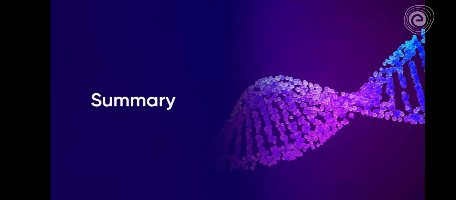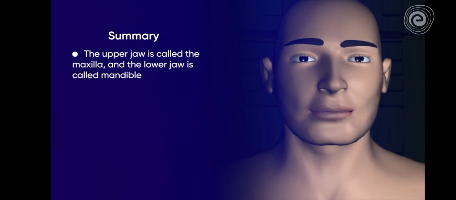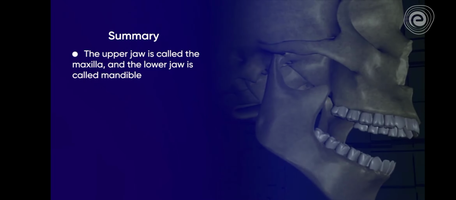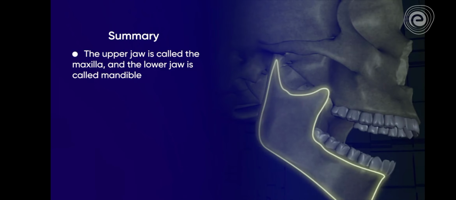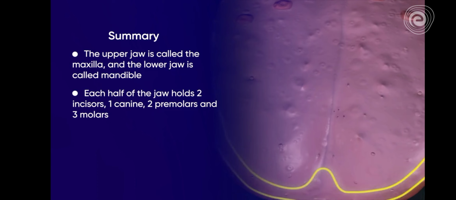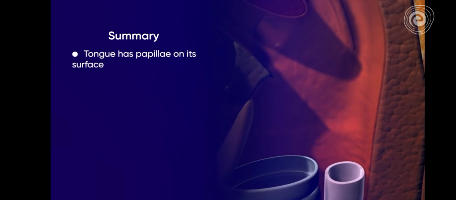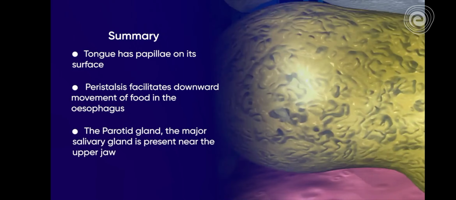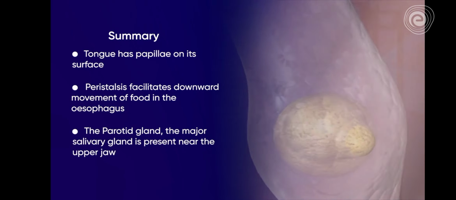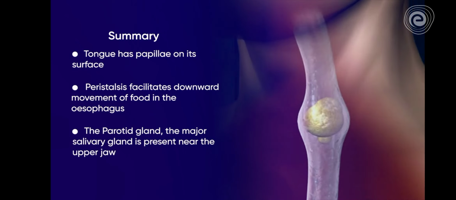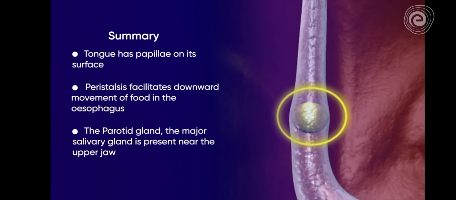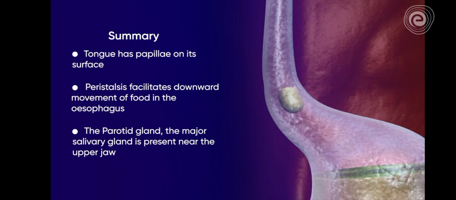Let's summarize. In this video, we learned that the mouth is surrounded by a pair of lips and has an upper jaw called maxilla and a lower jaw called mandible. The filiform papillae are abundant and are present on the anterior two-thirds of the tongue. The parotid gland, the major salivary gland, is present near the upper jaw. The downward movement of food is facilitated by a series of wave-like contractions in the muscles of the esophagus. That's how bolus reaches the end of esophagus and passes down into the stomach.